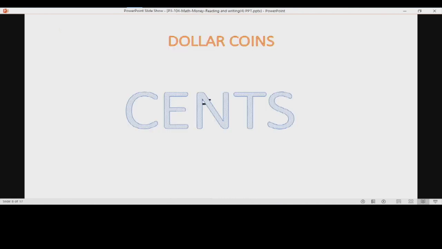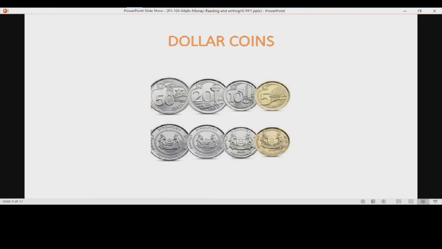So now we'll have a look at the coins. Can anybody remember what the coins were called? Cents. We have 50 cents. 20 cents. 10 cents. And 5 cents. Notice how, as the value goes down, so does the size of the coin. 5 is smallest, 50 is biggest.